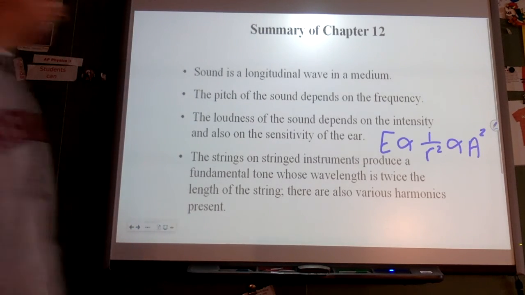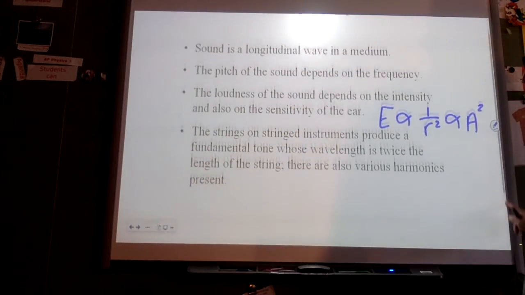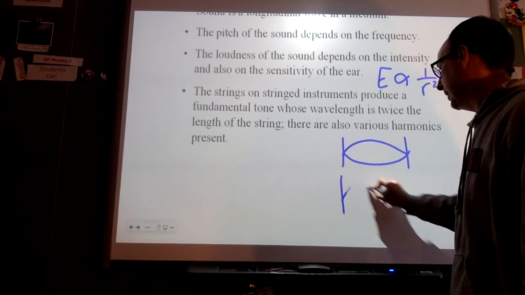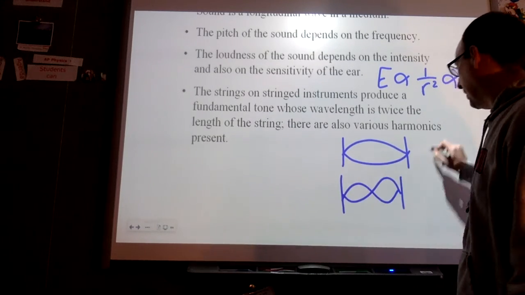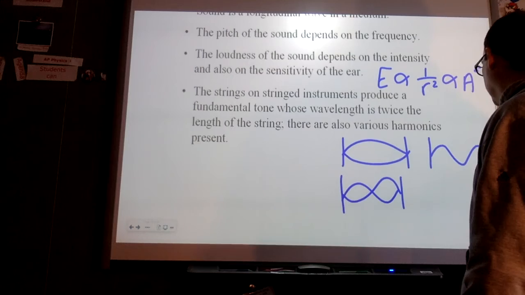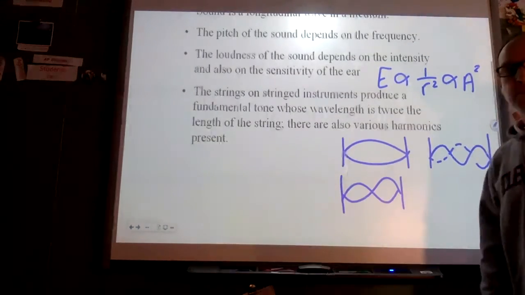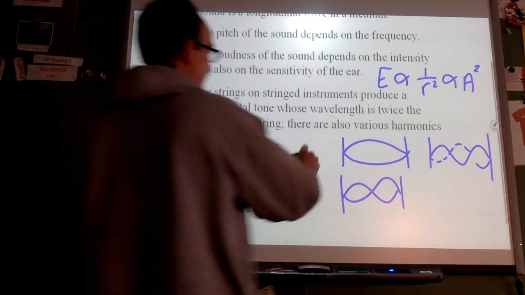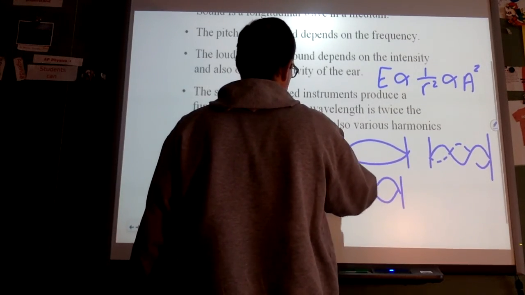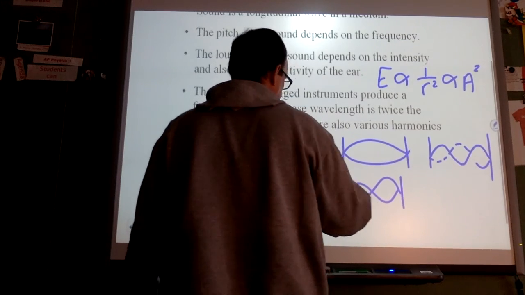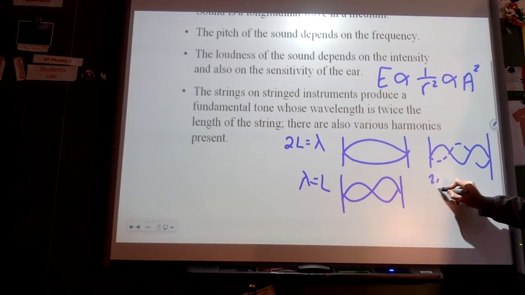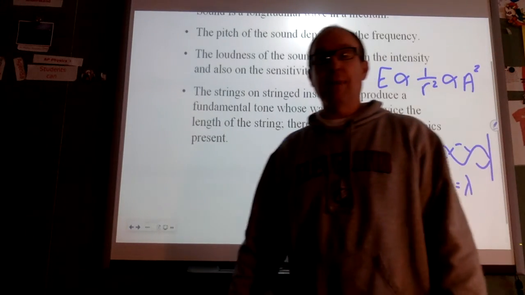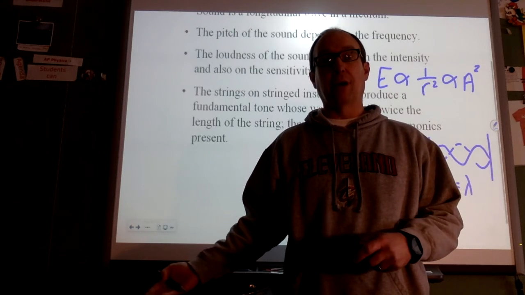Stringed instruments and tubes that are open at both ends are going to have the same setup for their harmonics. There's going to be a fundamental frequency where twice the length is a wavelength, then the wavelength is a length, and then 2/3 of the length is a wavelength. It'll go on and on like this. Once you have the fundamental frequency, you just have to multiply it by whatever harmonic you want.